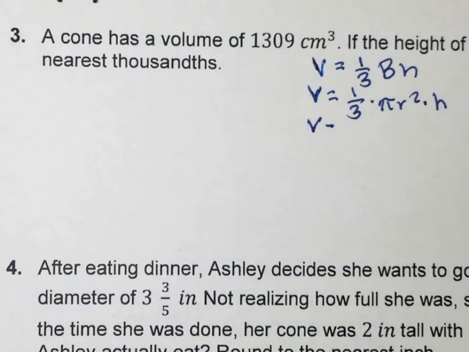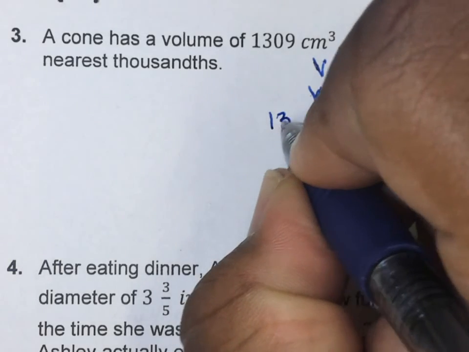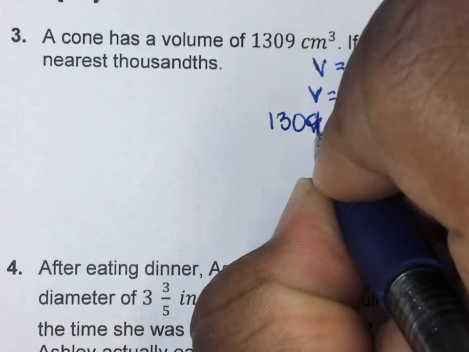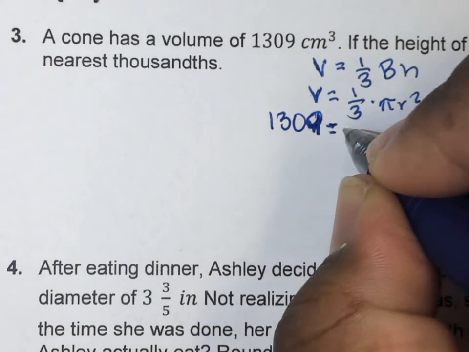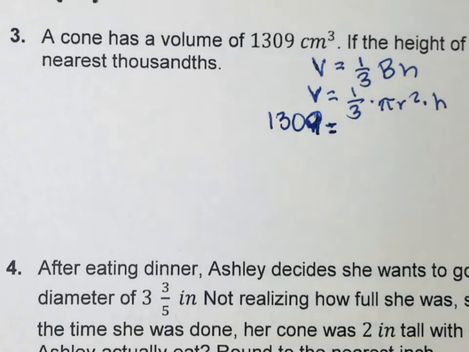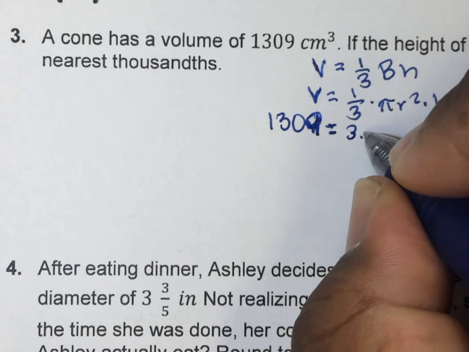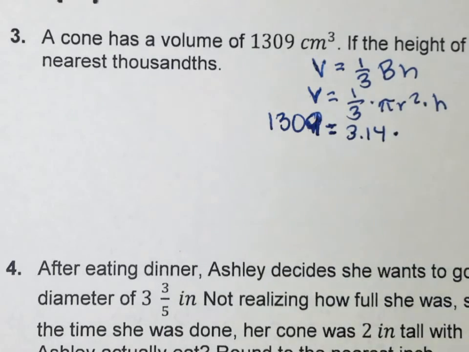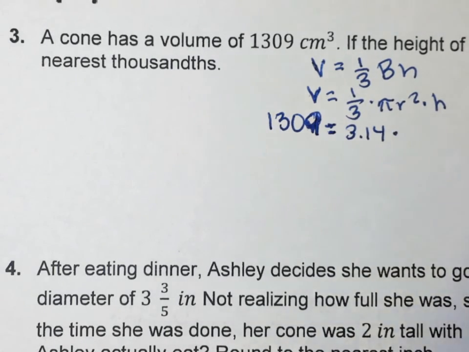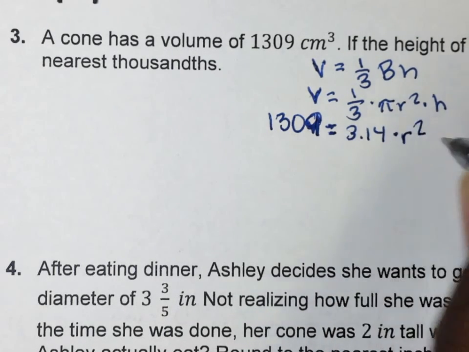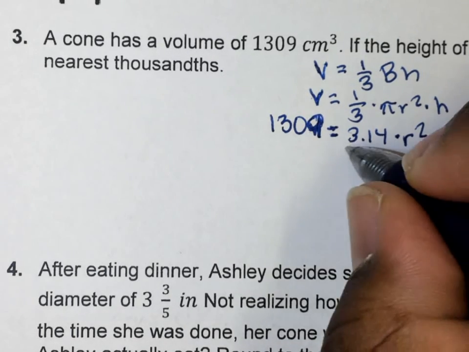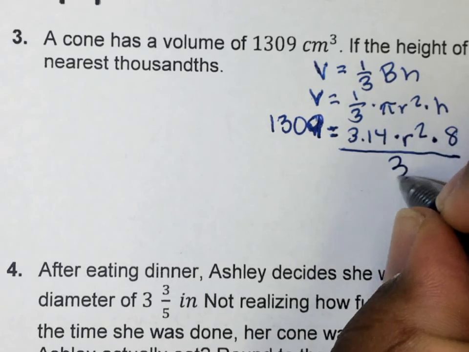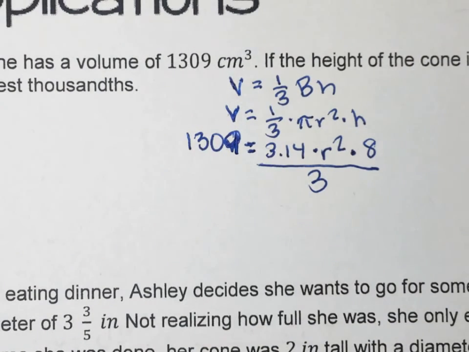Next thing I should do is plug in my numbers. 1309. I'll make that a 9 right now. Equals, and then I'm dropping that 3 to the bottom. 3.14 times, we're looking for radius, so r squared is going to be your variable. That's what you're missing. Times the height, which is 8. On that side, all of that's being divided by 3. My bad.